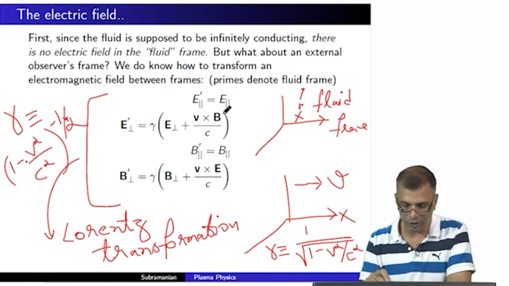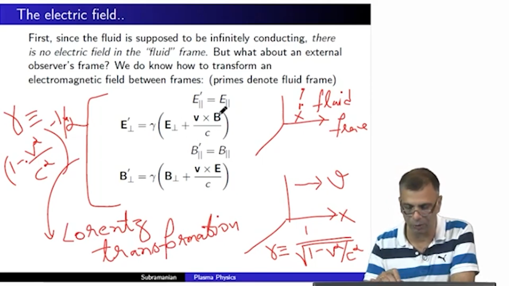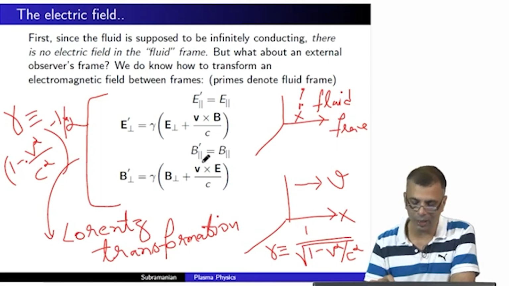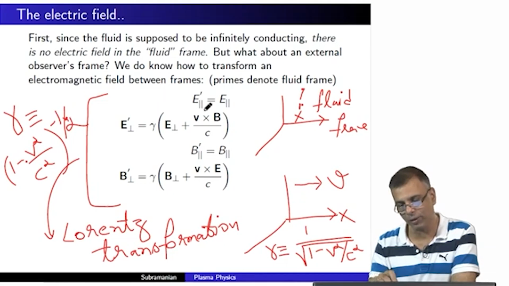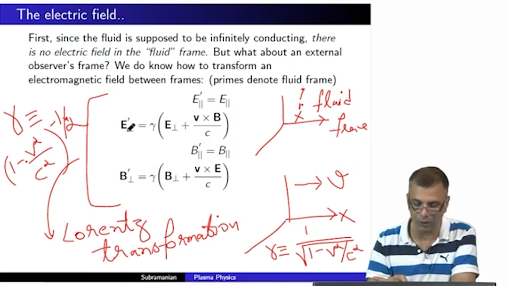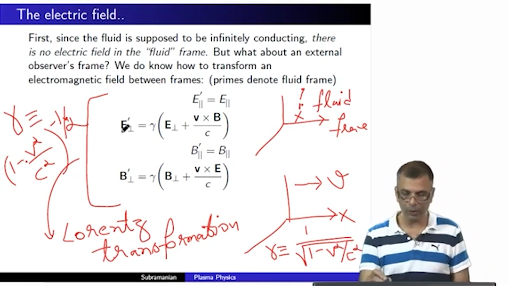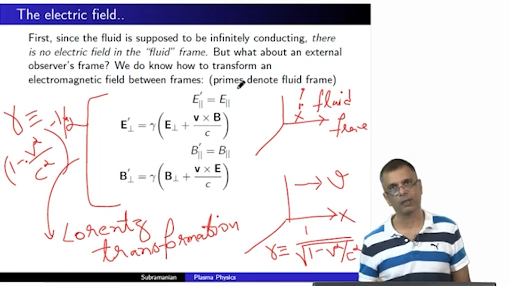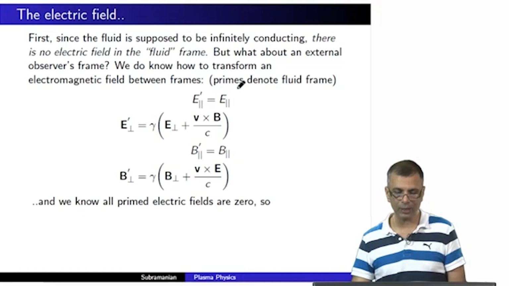Okay, and so the E perpendicular prime is not the same as E perpendicular. There is this v cross B business sitting in here. However, the B parallel prime is the same as B parallel. So as far as the parallel components are concerned, both the electric field and the magnetic field are unaffected. It's only the perpendicular components which are affected. So this is how you transform between the primed frame and the unprimed frame. Okay, right. So let's keep this in mind.